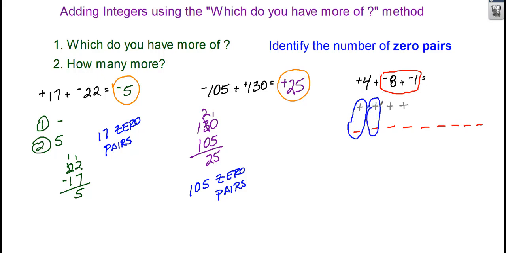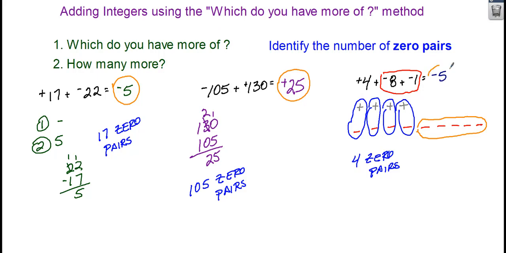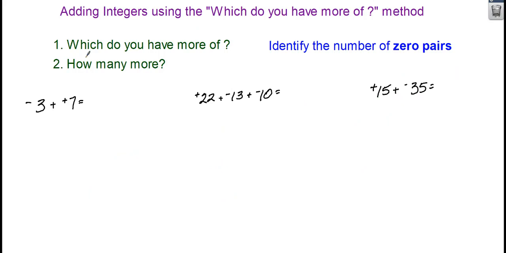I have 4 zero pairs. And I have 5 negatives left over. And those 5 negatives left over are my answer, negative 5. Okay, we're on a roll here.